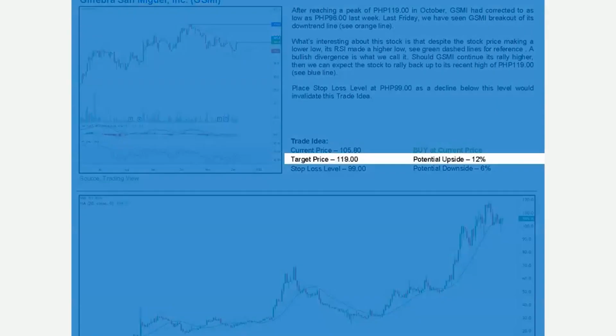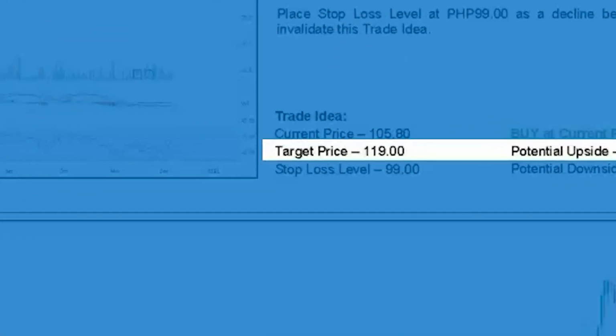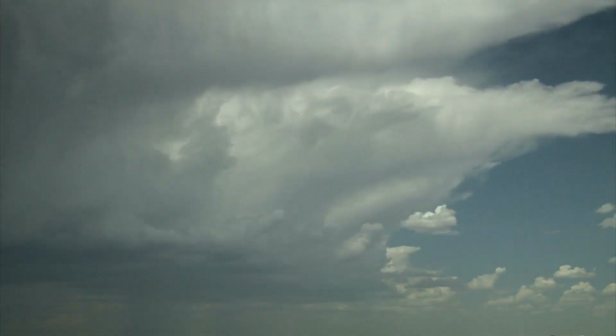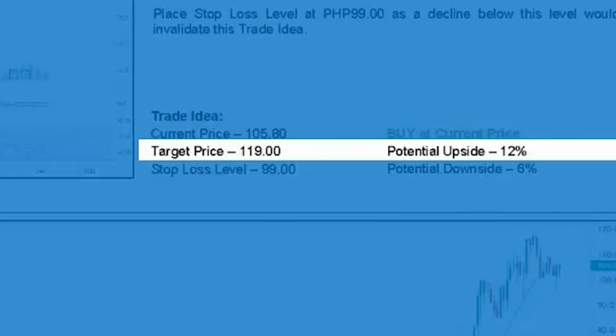Next, we have the target price and the upside potential. The target price is the price level where you should consider taking profits. So for GSMI, it's set at 119 pesos. This may be adjusted depending on the stock price's current condition. That's why we always suggest that you stay up to date with our Technically Speaking commentaries in case conditions change. You can also see next to the target price is the potential upside.